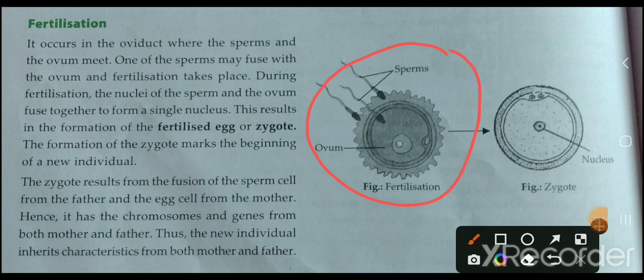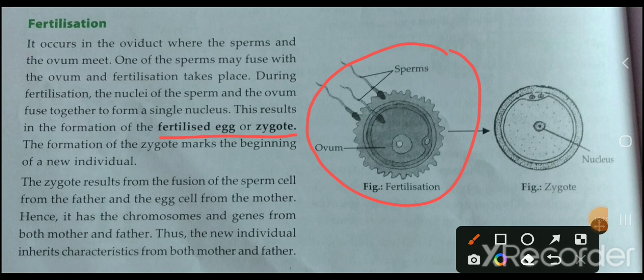Only one sperm can enter into the ovum. Okay, so then it will fuse with the nucleus of the ovum, and they form a single nucleus after the fusion. So thus it is called the fertilized egg after the fusion, the fertilized egg or zygote.